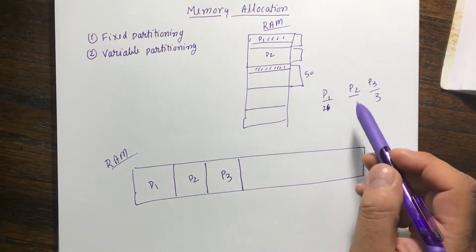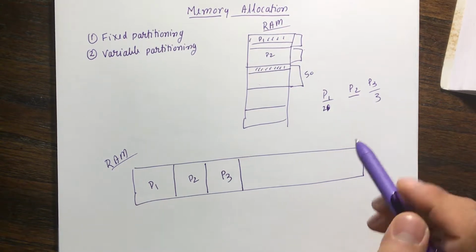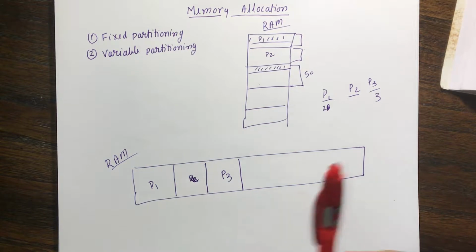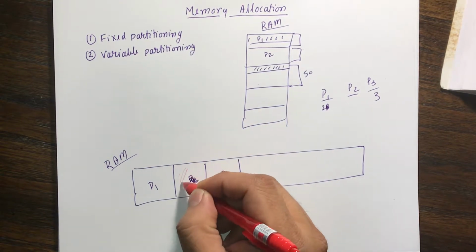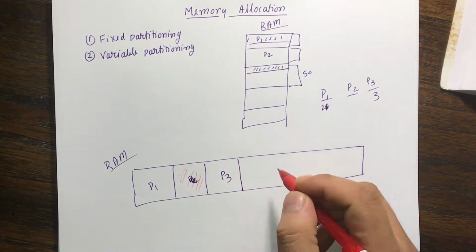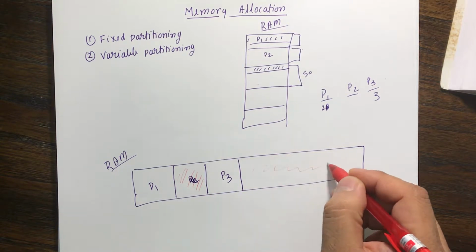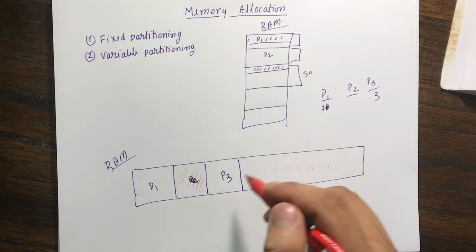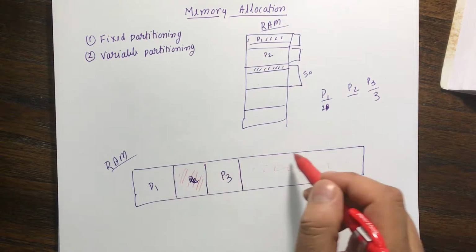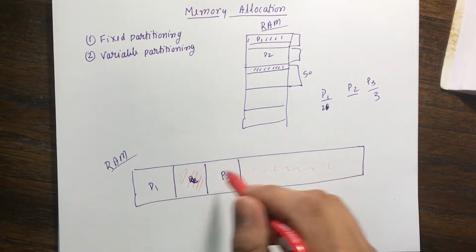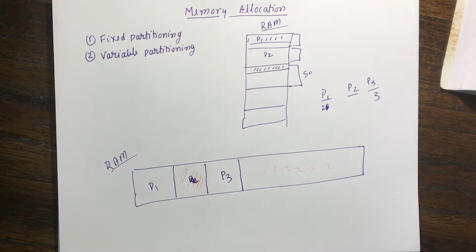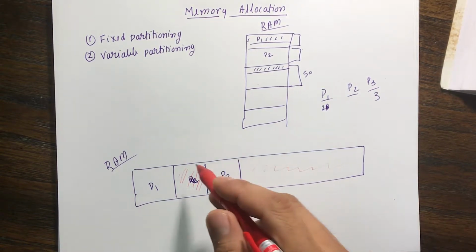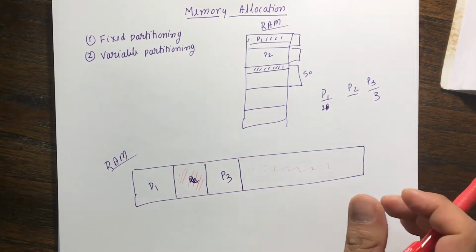Now let's say P2 completes its execution, and after that it gives this space out. So now this part becomes a hole, and this part was a hole too. So there are two holes right now. Then let's say P4 comes, so P4 will try to figure out where to fit inside these holes. It'll look at all the holes and try to fit inside one.